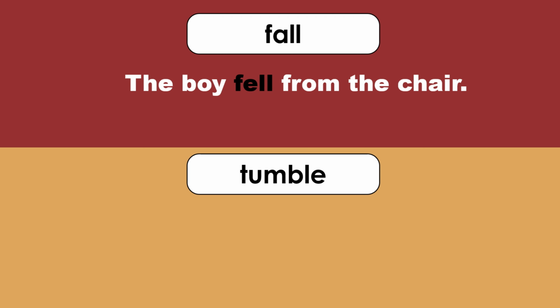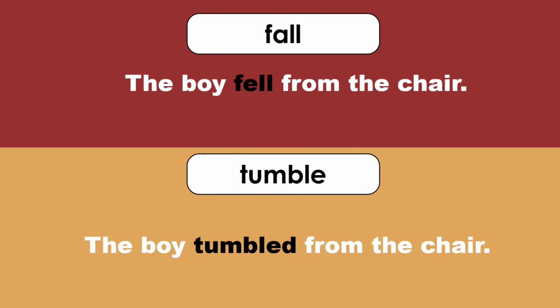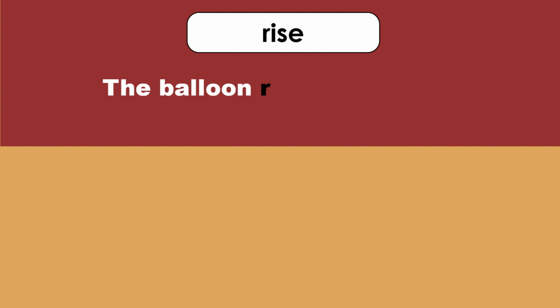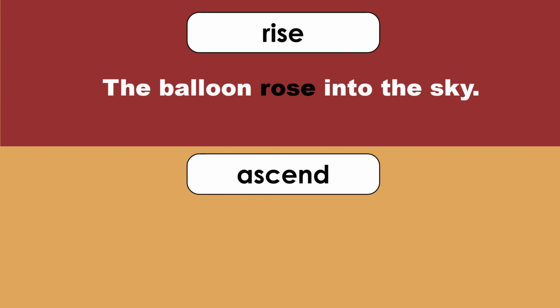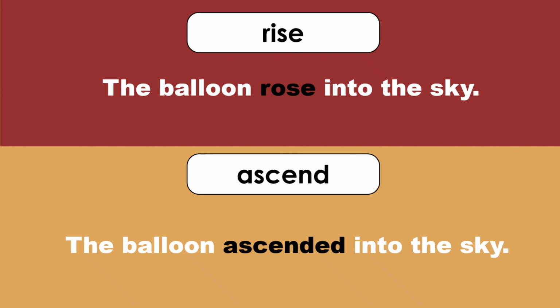Fall. The boy fell from the chair. Instead of saying fall, say tumble. That boy tumbled from the chair. Rise. The balloon rose into the sky. Instead of saying rise, say ascend. The balloon ascended into the sky.